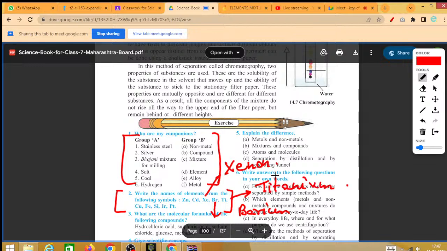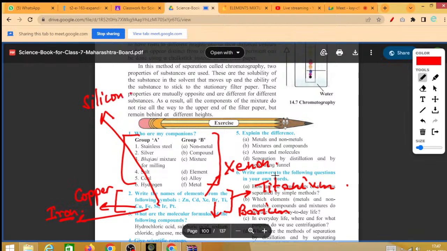Write this. Cu means copper. Okay, copper. Fe means ferrum. Iron. Gold. Fe is ferrum. Ferrum is iron. Si is silicon. Write this.